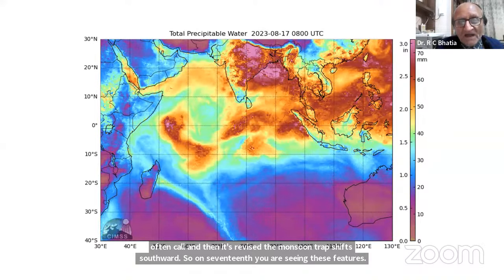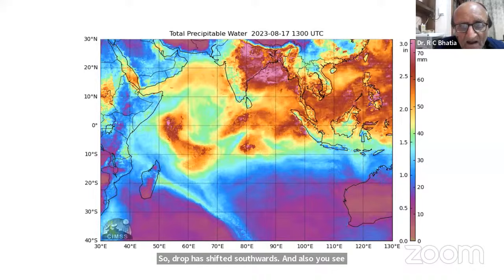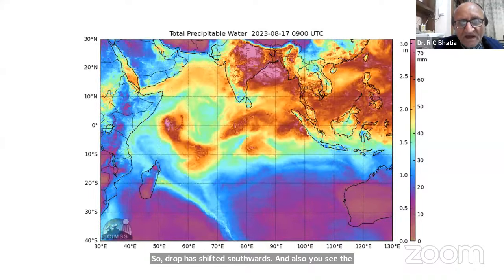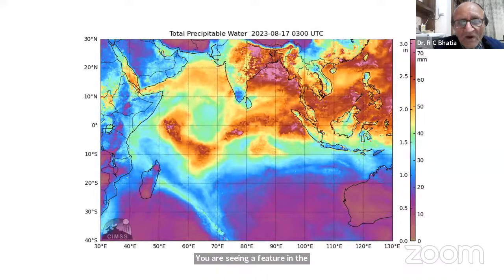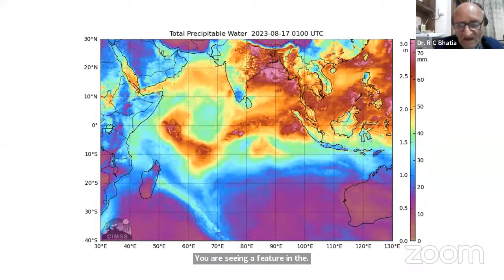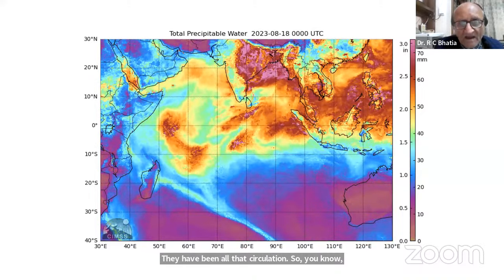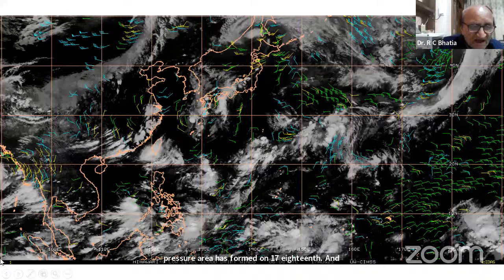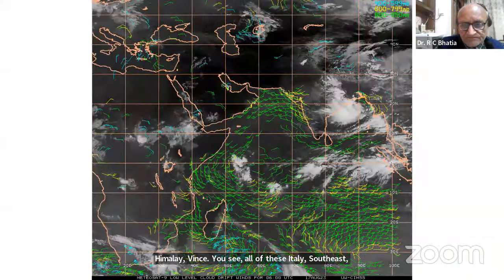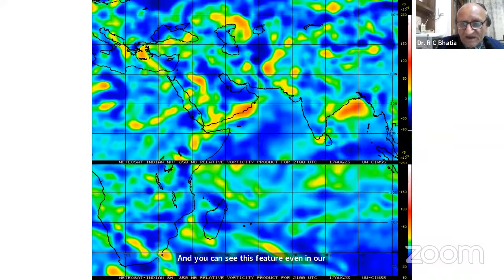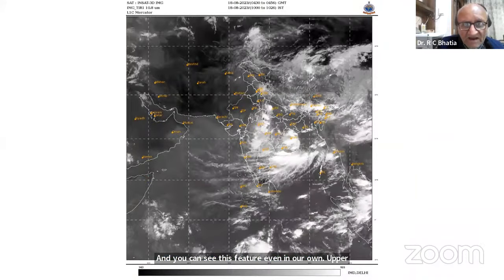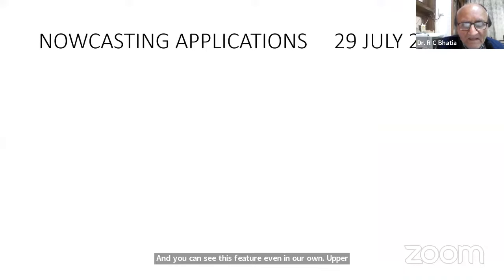And also you are seeing a feature in the Bay of Bengal, a circulation. The low pressure area has formed on 17th, 18th. And now you can also see this feature in the Himawari winds. You see all these easterly, southeasterly winds, they indicate that a system has formed over the Bay. You can see this feature even in our own winds. Of course, vorticity is supporting this feature.